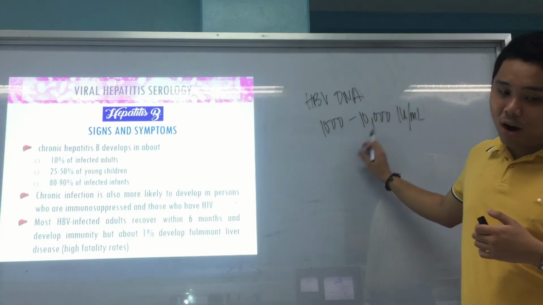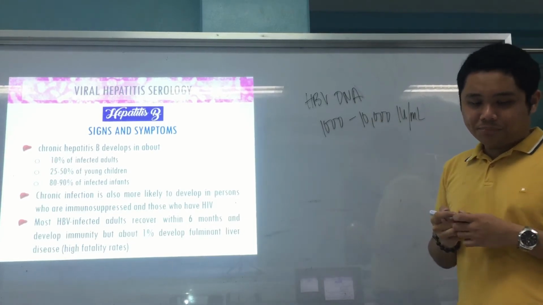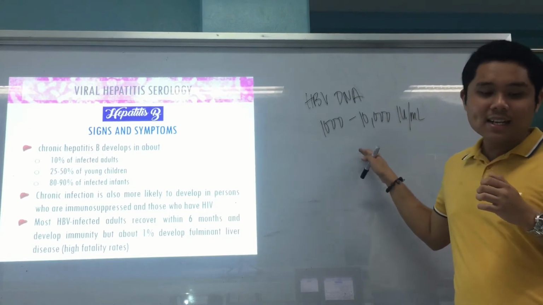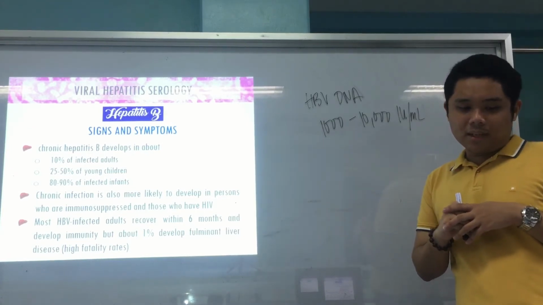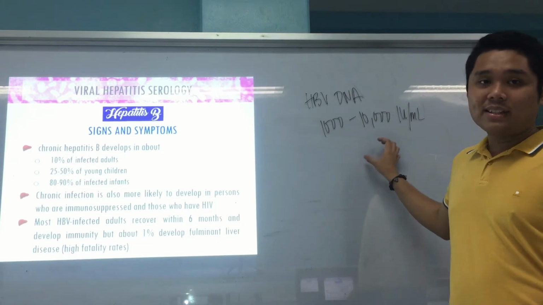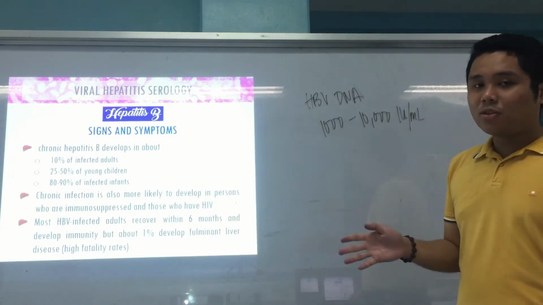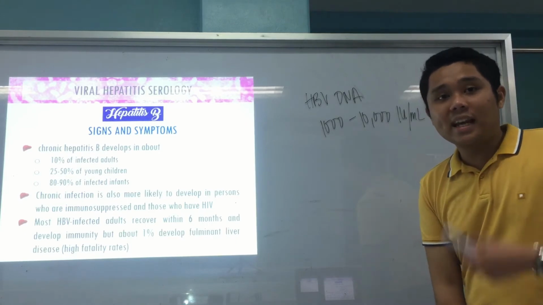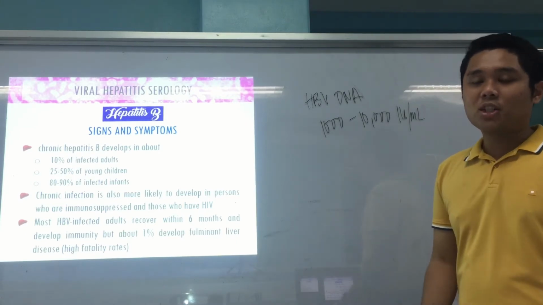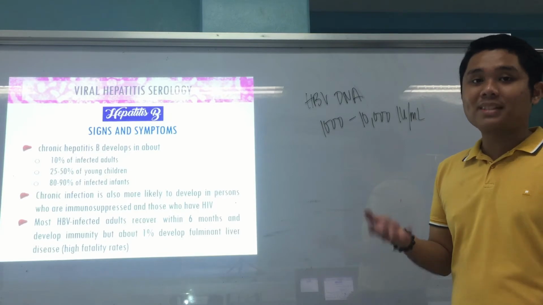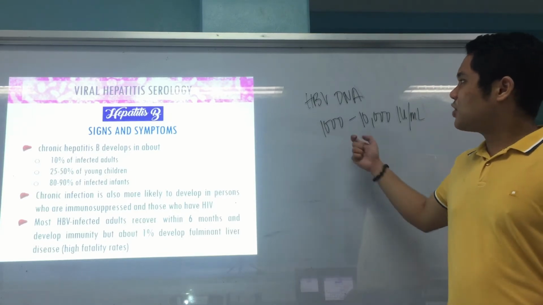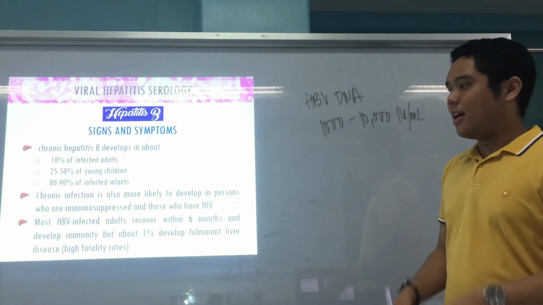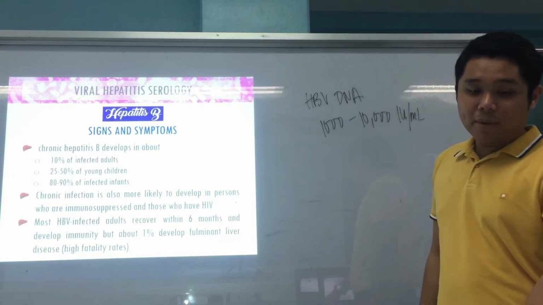So, if you look at the concentration of HBV DNA, above this level, 1,000 to 10,000, then your chances of progressing to a chronic form, a more severe form, is high. Because of the persistent replication of the virus in the immune system. Okay? So, that's for hepatitis B.